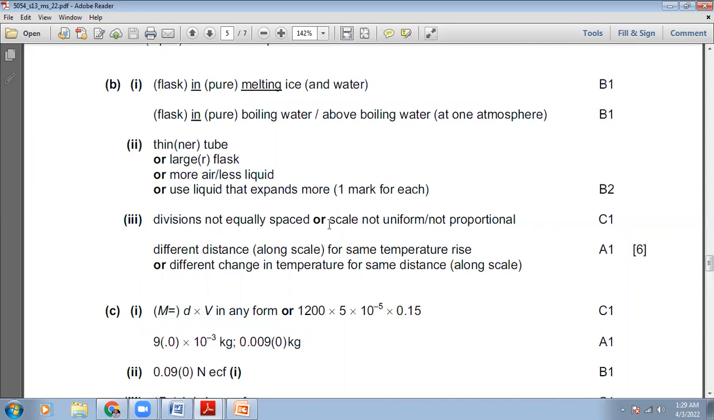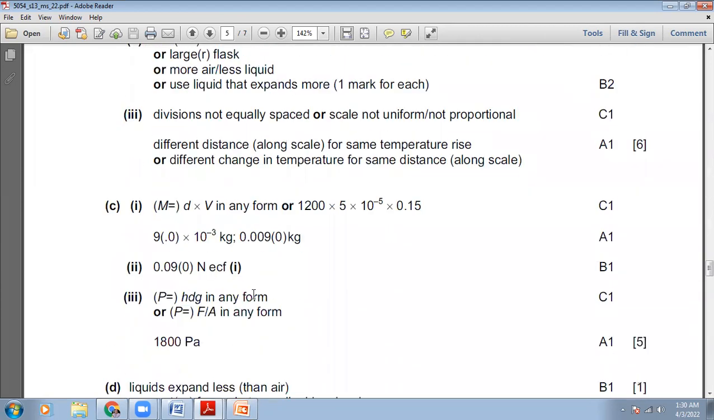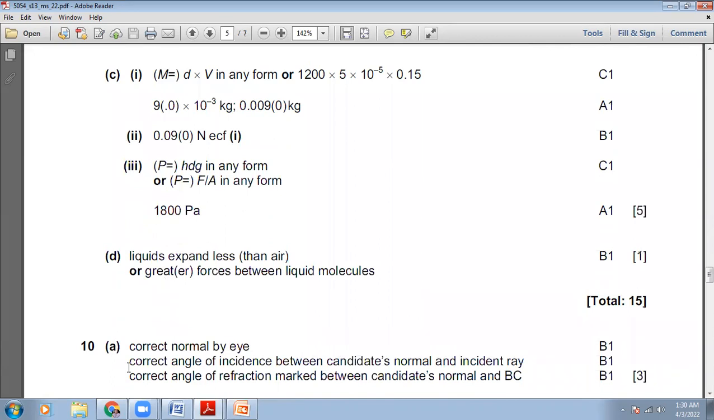The degrees are not equally spaced, or the scale is not uniform, not proportional. Different distance along the scale for the same temperature rise, or different change in temperature for the same distance along the scale. Okay, so that is our answer, and we are done with the B part.